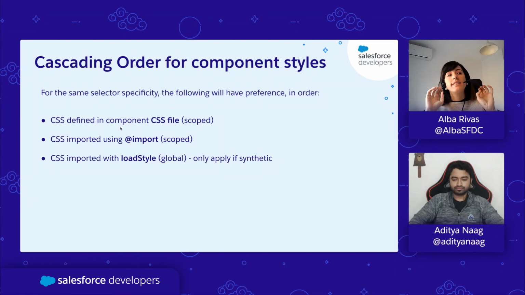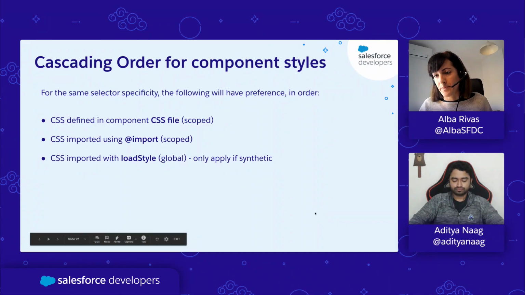given that we have the same selector with the same specificity, then the order is going to be the one it follows. So first, it's going to take precedence those defined in the CSS file of your component, and second, those imported using @import, right? And next, which are the ones that are going to be applied with less priority? Those that are global, because those have less specificity. So basically, those imported with load style or the Lightning Design System.